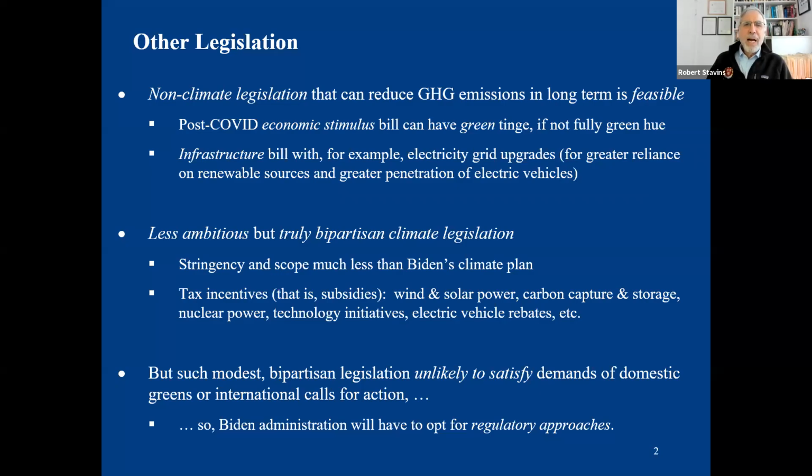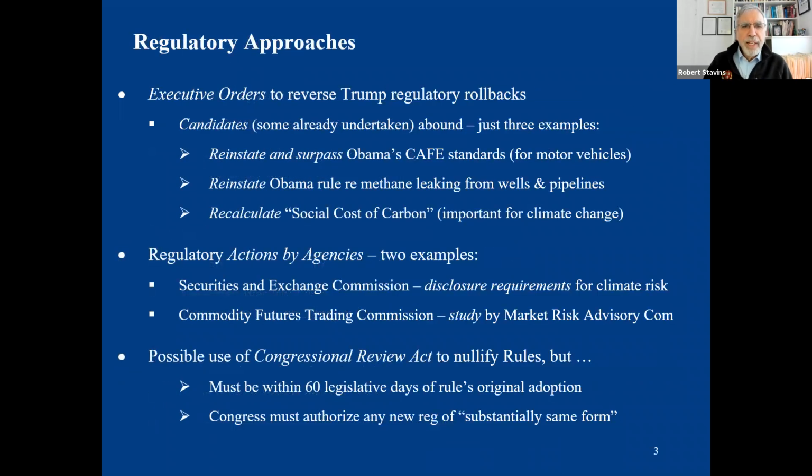But those kinds of modest bipartisan legislative actions are unlikely to satisfy the demand of domestic green groups or the international calls for action. So the Biden administration, just like the Obama administration, will no doubt have to opt for regulatory approaches, as it has already begun to do. So in terms of regulatory approaches, we can start with executive orders to reverse the Trump regulatory rollbacks.